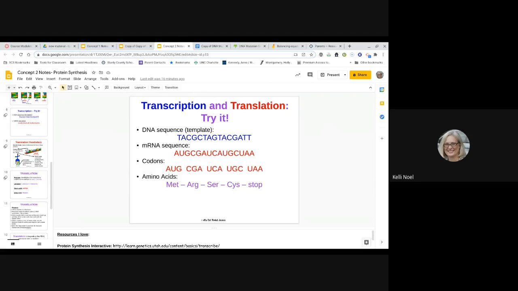Then for translation, it's going to produce a protein from messenger RNA. You will need tRNAs and amino acids. I'll move in a minute so those behind me can see. And this is going to happen in the cytoplasm at a ribosome. I'll move.